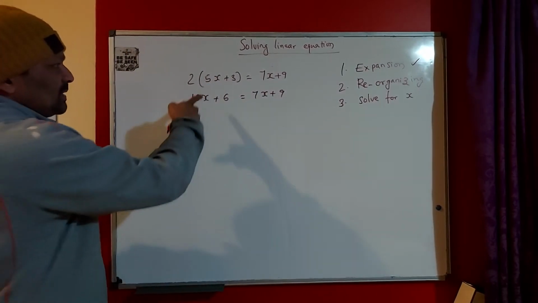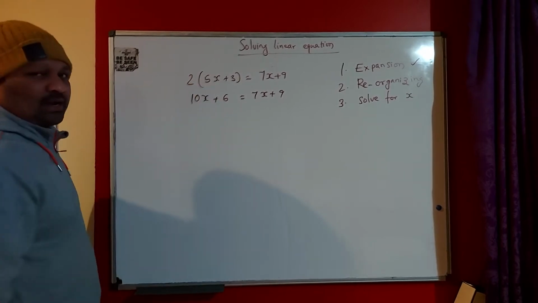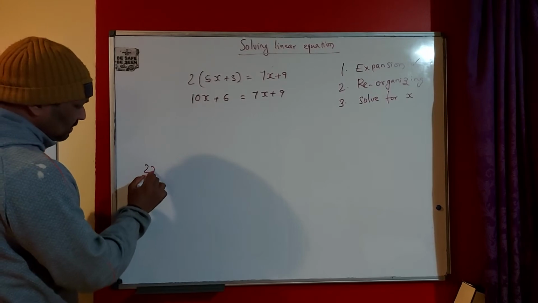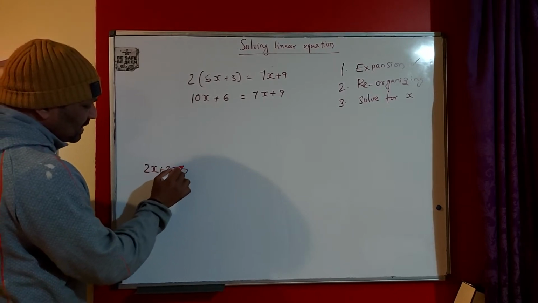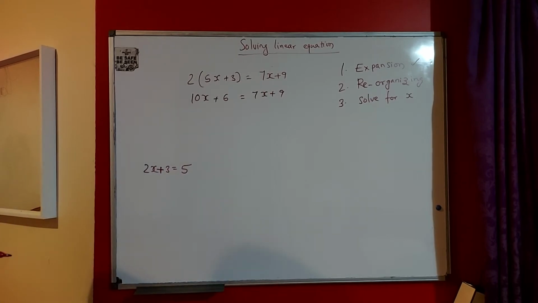Okay. Expansion part is needed. Expansion part is done. Expansion is needed because we have a bracket here. If there is no bracket, there is no need for expansion. For example, I will give another example. 2x plus 3 is equal to 5. Is there a need for expansion here? There is no need for expansion because there is no bracket.